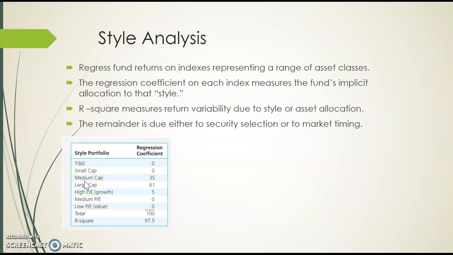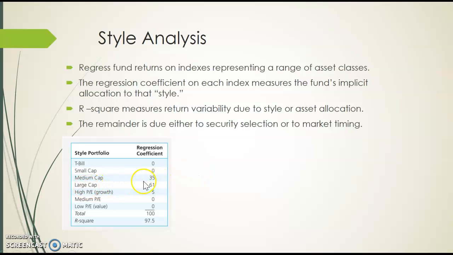So what I would do is I would look at the returns of these portfolios, so the returns in the T-bill, and I would list all the returns on my T-bills for that same time period in which I'm comparing. So this is a series of additional independent variables against your dependent variable being your stock's return. So regress the fund's returns on the indices representing a large variety of classes. The regression coefficient for each index measures the fund's impact of that style.